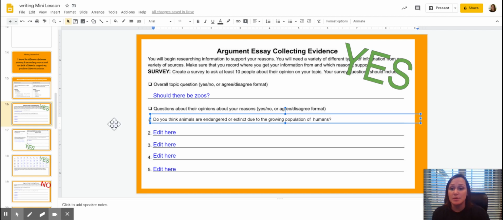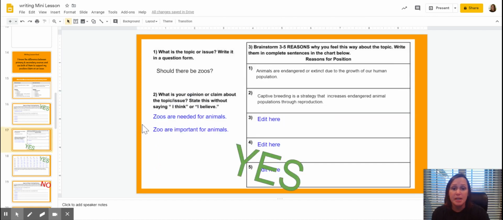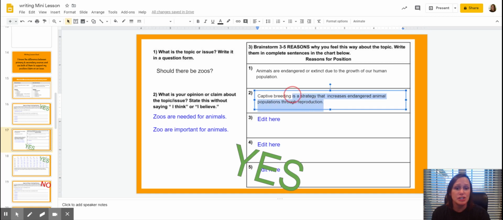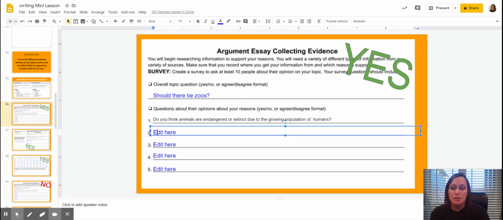I'm going to do the same thing with the next question. Here's my reason: captive breeding is a strategy that increases endangered animal populations through reproduction. I'm going to copy it. I'm going to insert it.